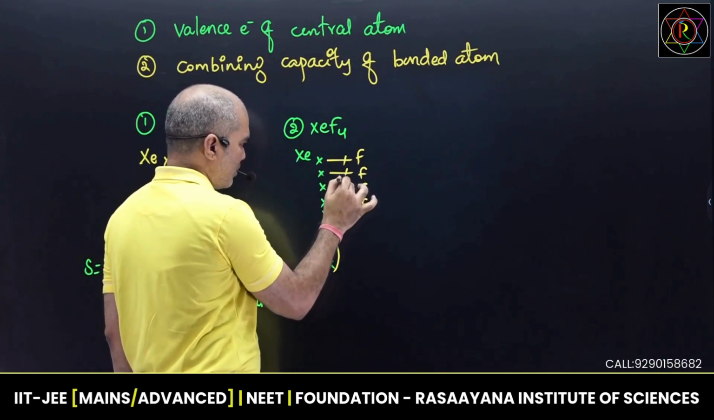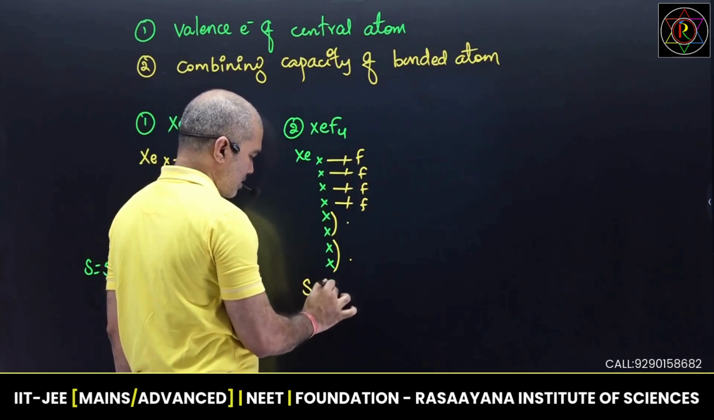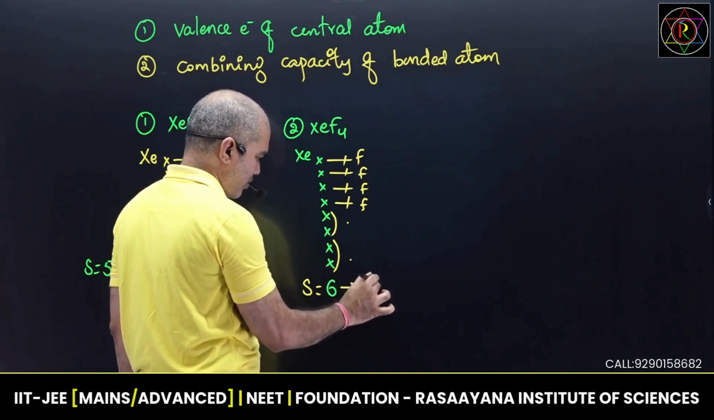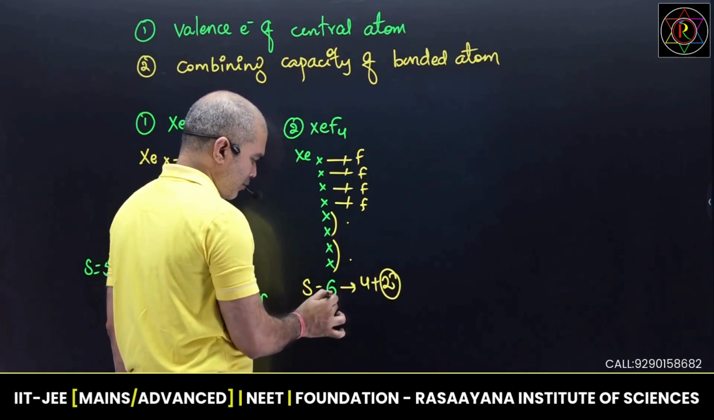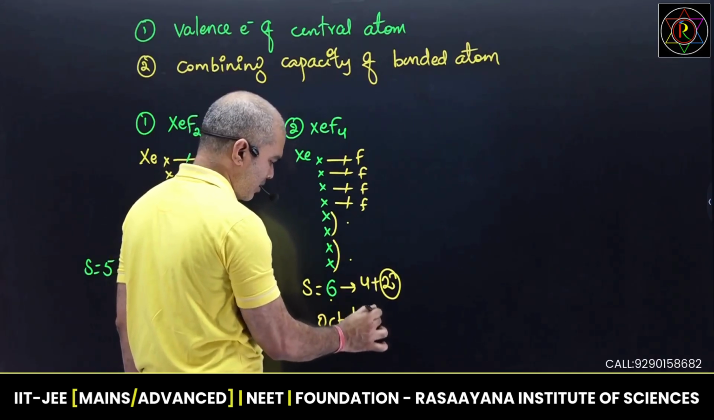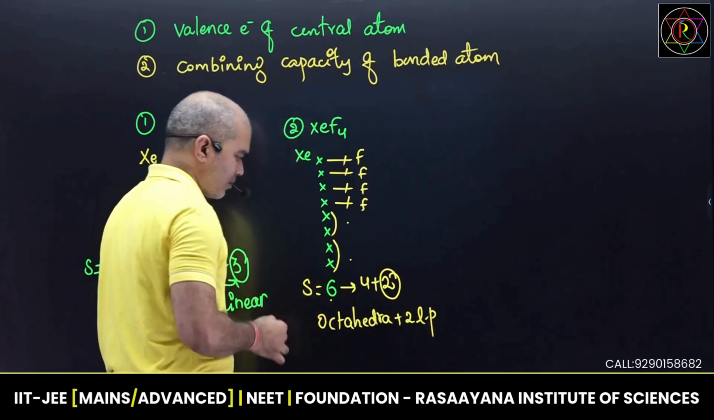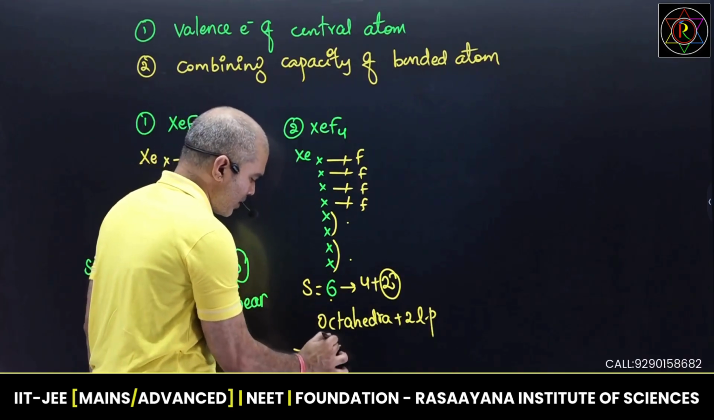So we have 1, 2, 3, 4, 5, 6. Steric number is 6. 6 is existing as 4 plus 2, 2 lone pairs. For 6, we know it is octahedral. Steric number 6, octahedral, with 2 lone pairs. So the molecular shape will become square planar.